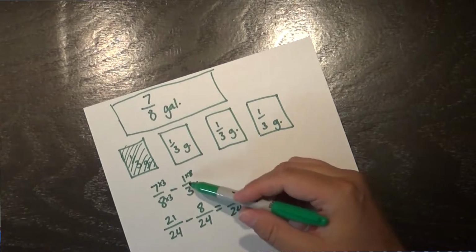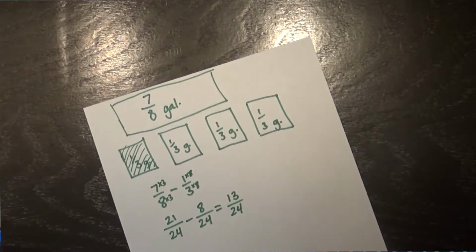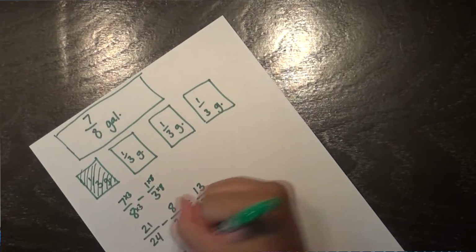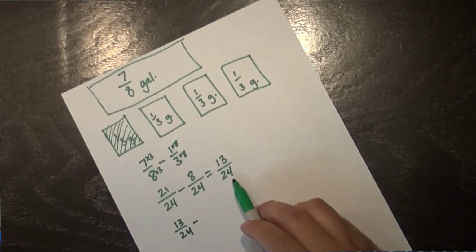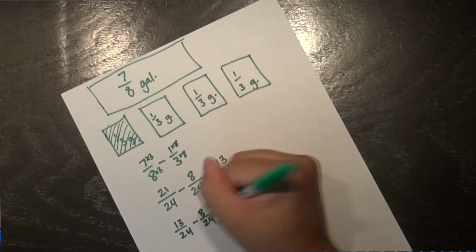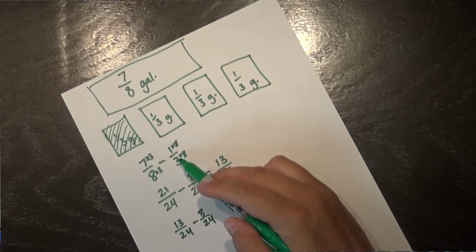And remember, 1/3 is the same as 8 24ths. So I did that conversion already. I don't need to do it again. Okay, I can just take 13 24ths. Okay, that's what I had left over. And I'm going to subtract 8 24ths. Okay, because that's the same as 1/3.